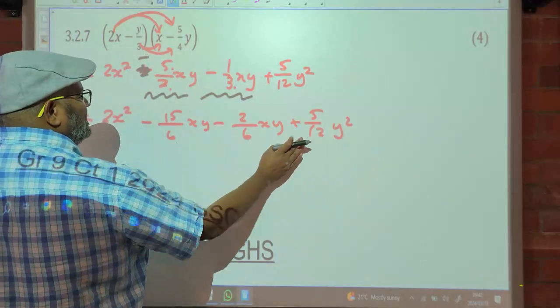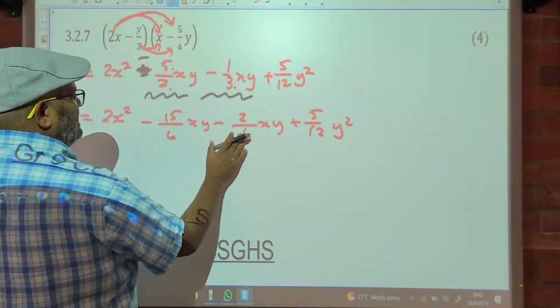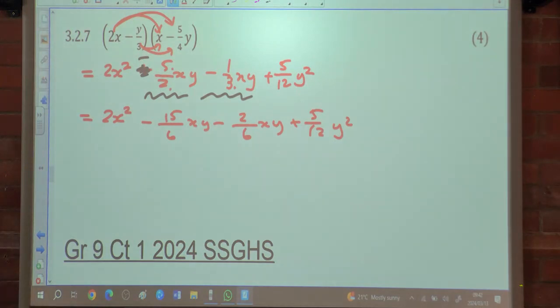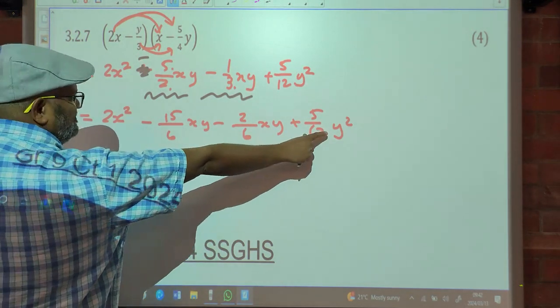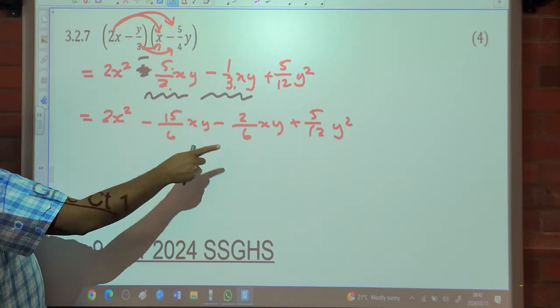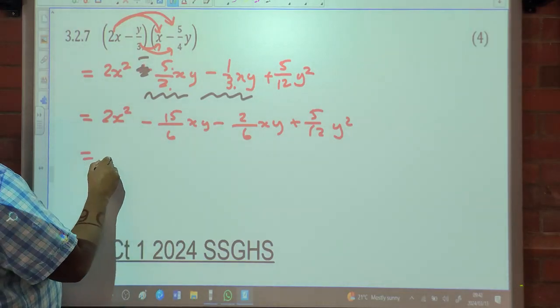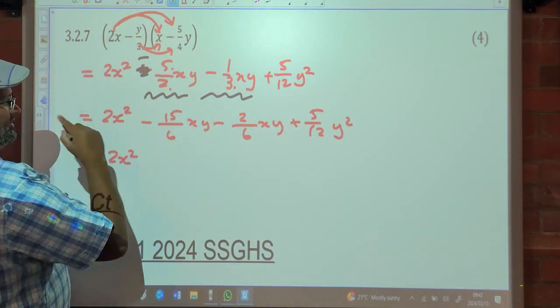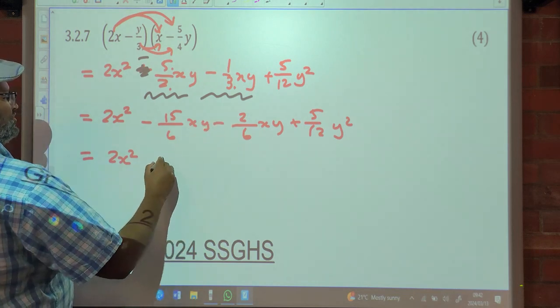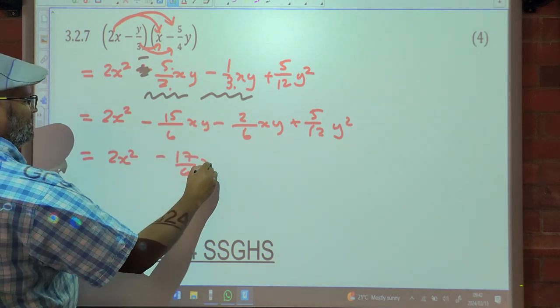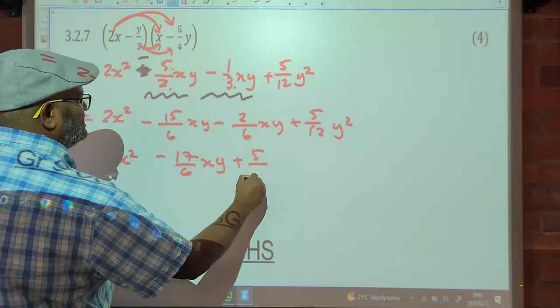Why did I find this LCM here with this? Because those aren't like terms. Okay. And if you had found the LCM there, you had to take it through. That's going to give you 2x squared minus 15 minus 2, of course minus 17 over 6xy plus 5 over 12y squared.